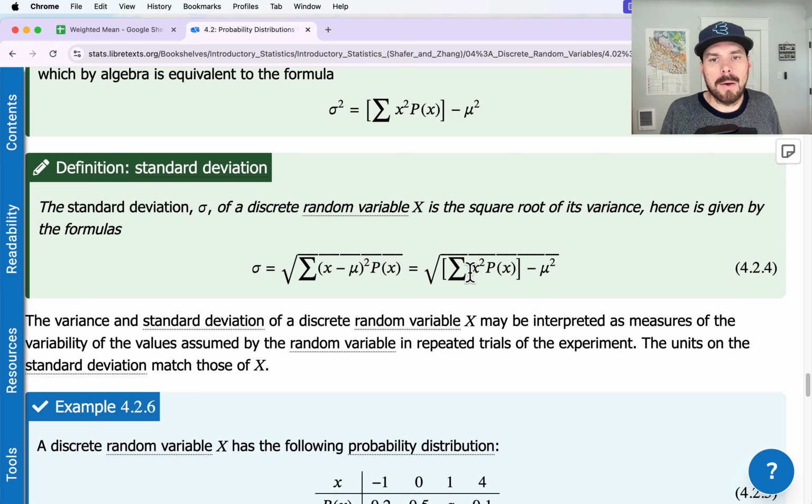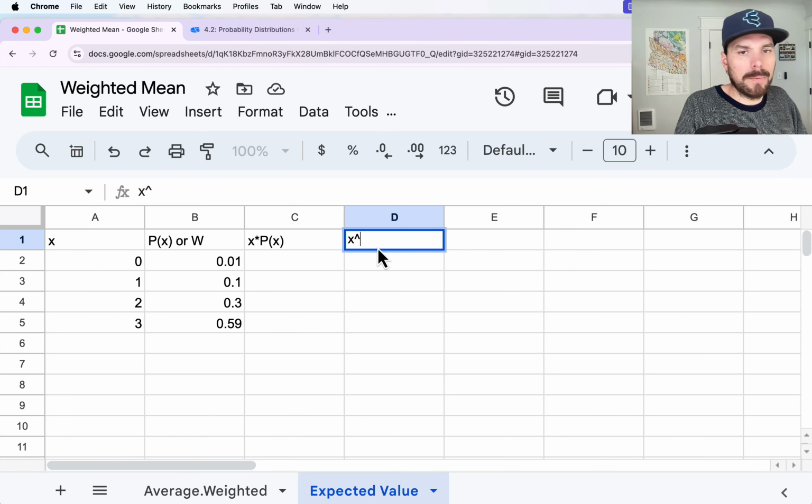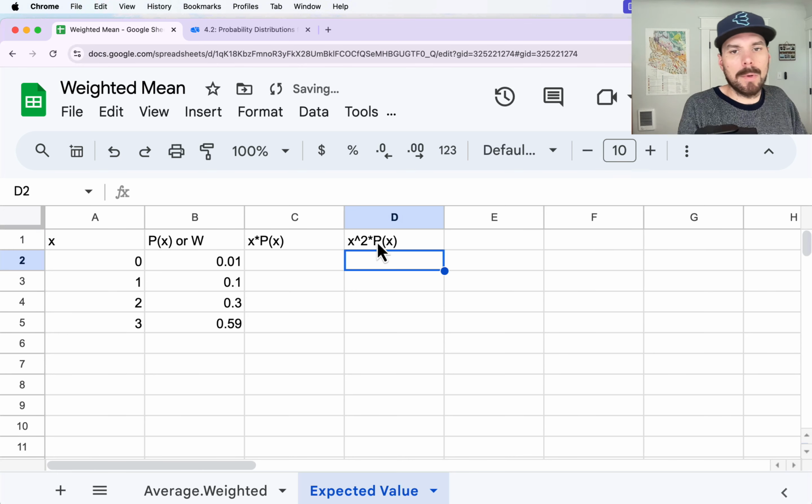And I'll need that column. Anytime I see the sum, it means adding up all the rows of a column. So whenever I see that big sigma, I create a column. This one's going to be x squared times p of x. I'll come back to those formulas in a minute to build these resulting formulas, but for now, I just want to get what my row results would be.